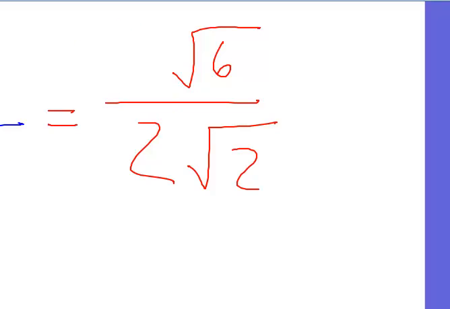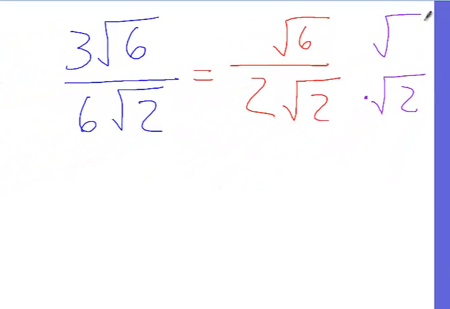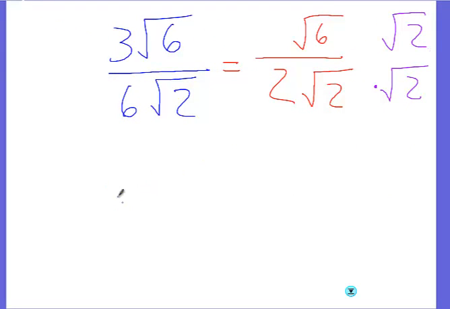Okay, but now again, since we have a square root in the denominator, we must rationalize, multiply both by square root of 2. So now we get radical 12 over 2 times square root of 2 times square root of 2 becomes 4, because radical 2 times radical 2 is 2. 2 times 2 is 4.